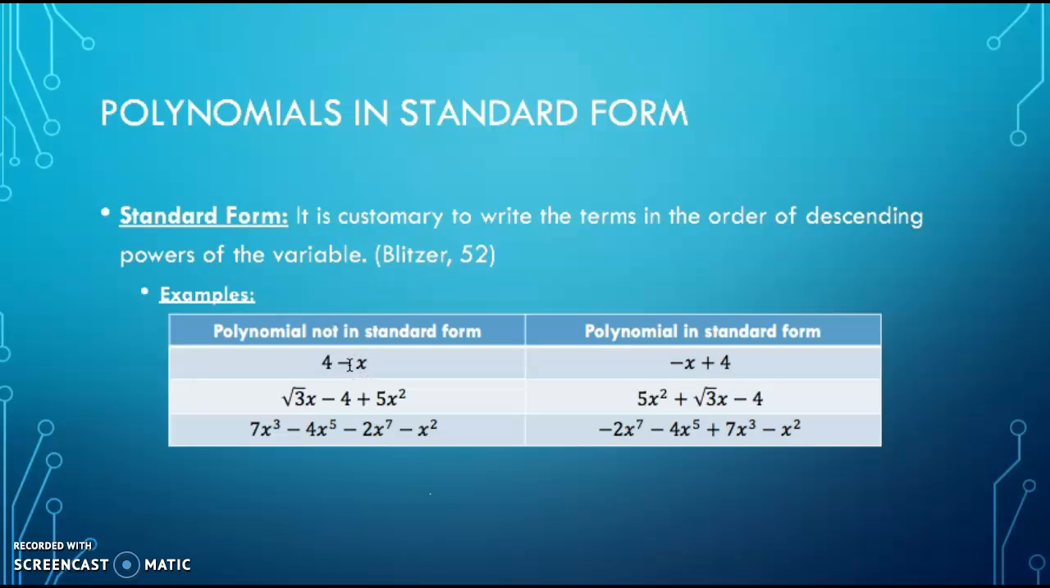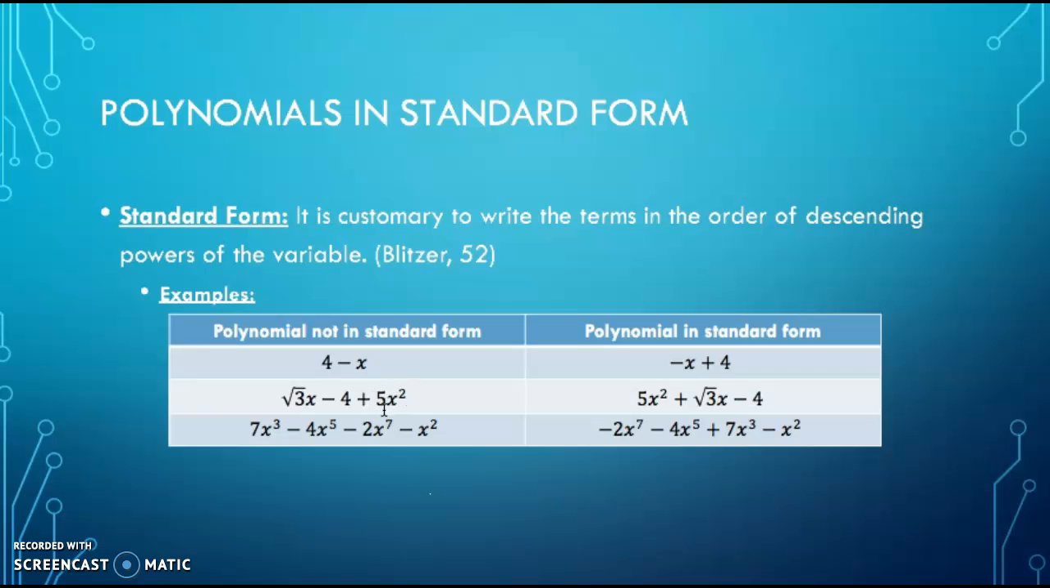So I'm going to be writing a negative x first, and then I look to the left of the 4. And that's the sign that I'm going to write with the 4. Since there's no sign listed here, it's going to be positive. So I will write negative x plus 4 for my standard form. Again, notice our coefficients can be radicals. They don't have to be rationals. We are simply looking at the exponents, though, to put this into standard form.